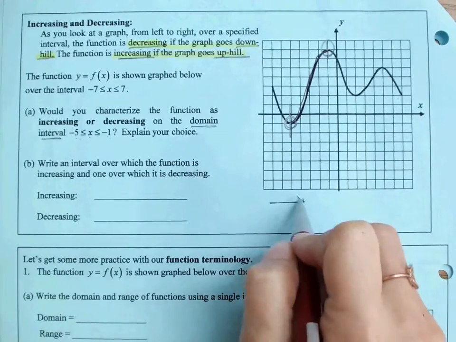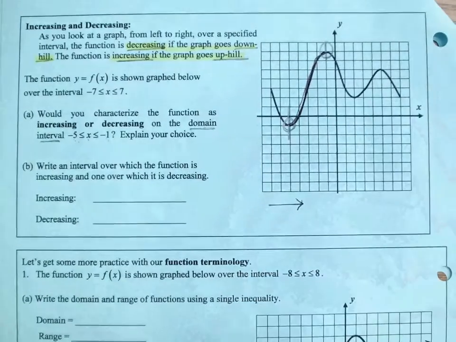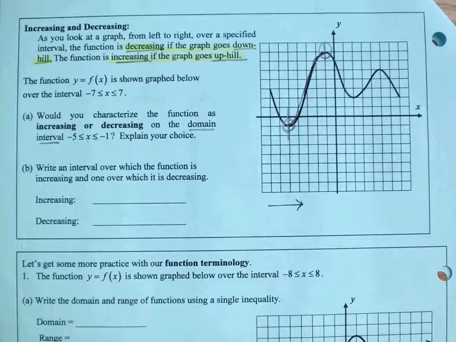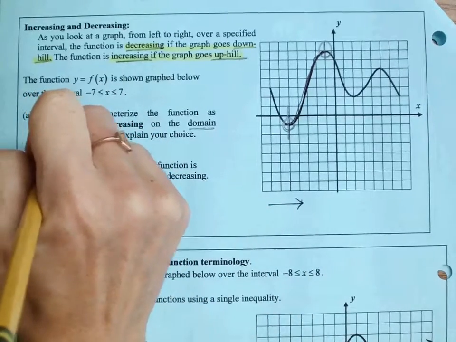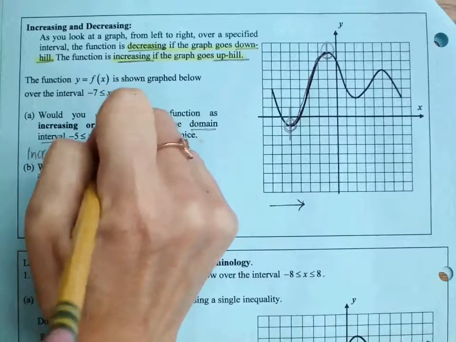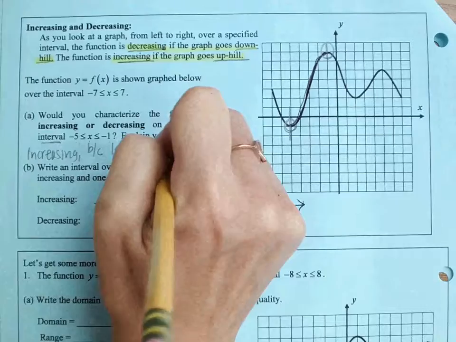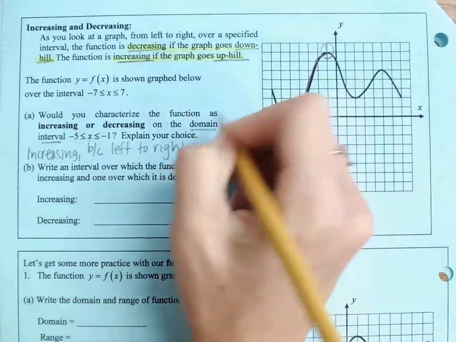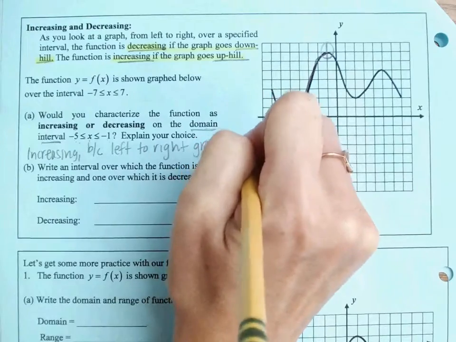Always from decreasing to increasing. So from left to right, are we going up or down? Hopefully you're thinking we're going up a hill, so let's write down that we are increasing because left to right, the graph goes uphill.